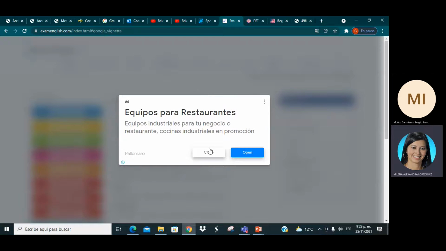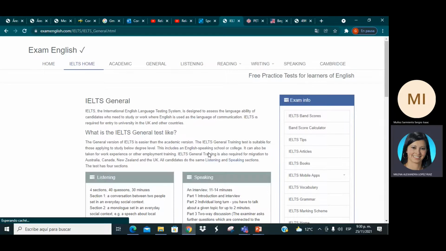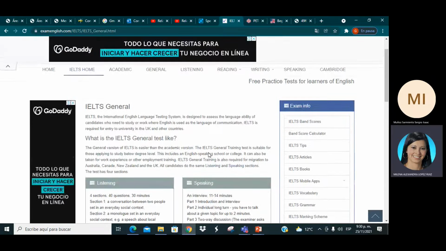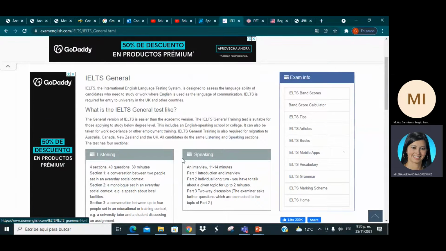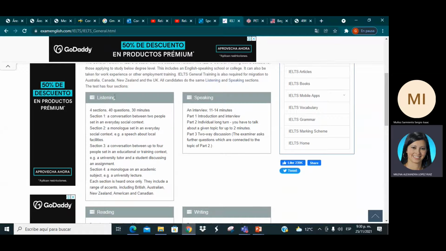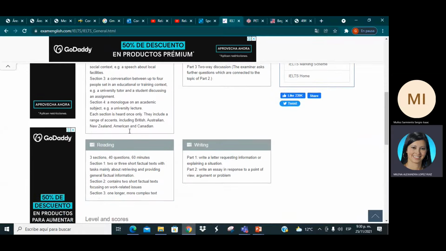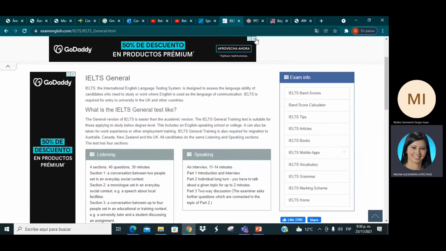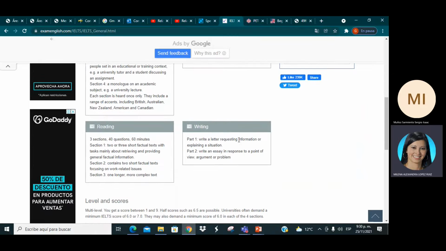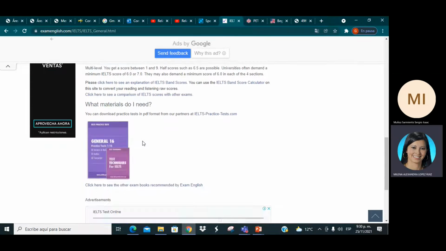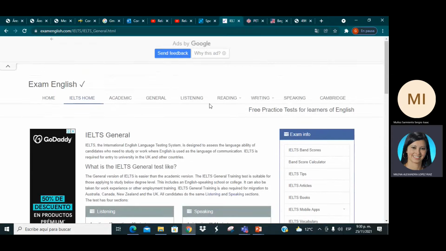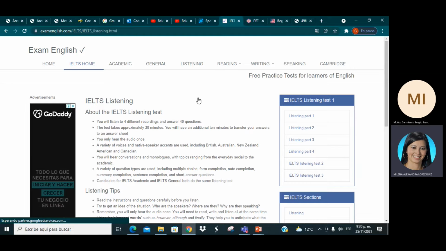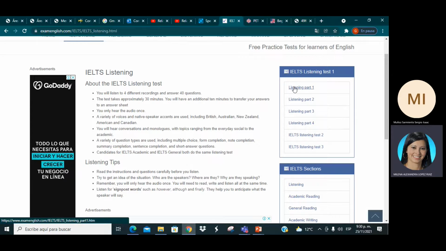And here, for example, if we choose general, we have different exercises about grammar and vocabulary. For the listening part, they explain the structure of this exam: listening, speaking, writing, and reading. The good part is that you can start practicing. For example, if you want to practice listening, you choose it here on the right side of the screen.